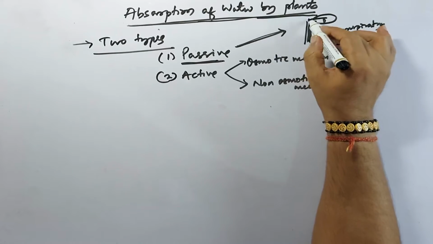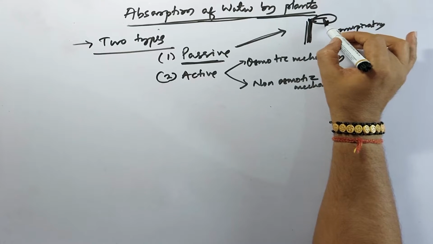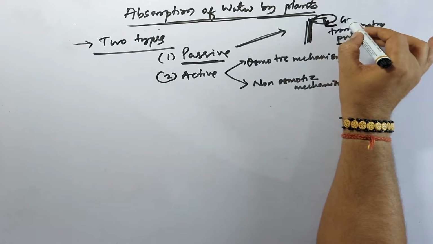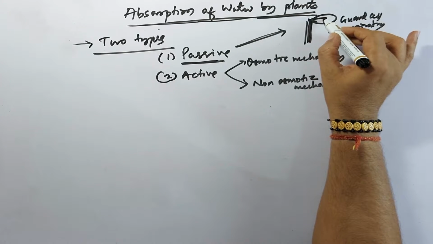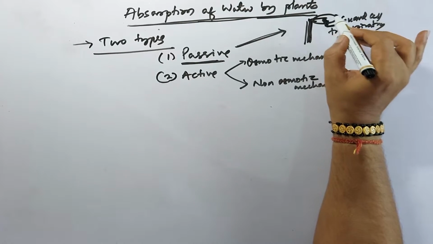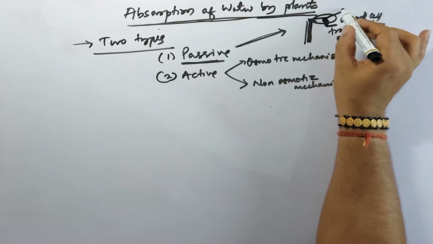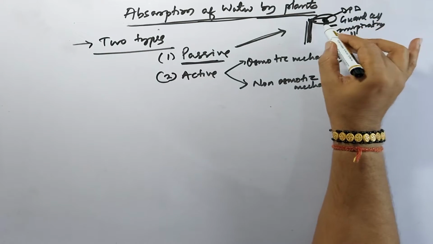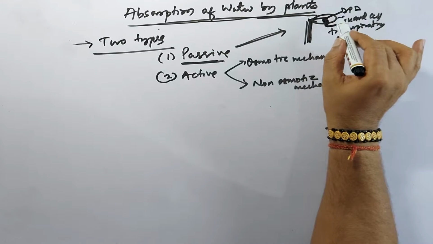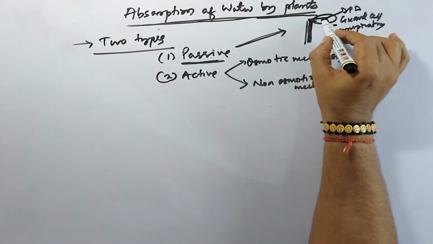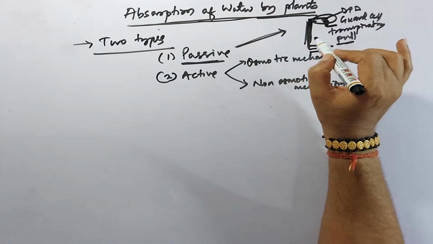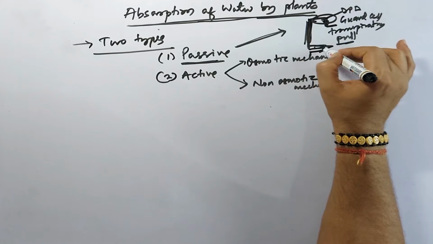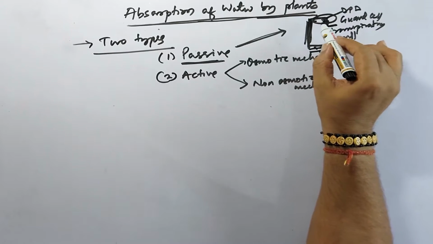Transpiration pull means what? First the loss of water occurs at the guard cells, then immediately it has an impact on the mesophyll cells, where there is creation of DPD, diffusion pressure deficit, which I have already discussed. Then it has an impact on the xylem strand, and finally at the root system there is creation of DPD.